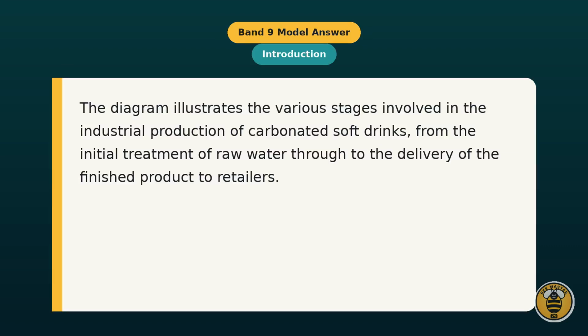Here is the introduction. The diagram illustrates the various stages involved in the industrial production of carbonated soft drinks, from the initial treatment of raw water through to the delivery of the finished product to retailers.